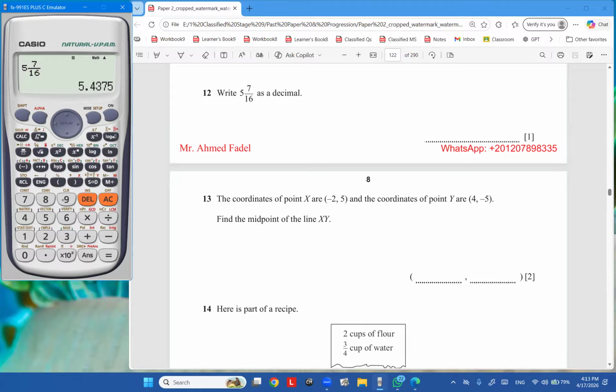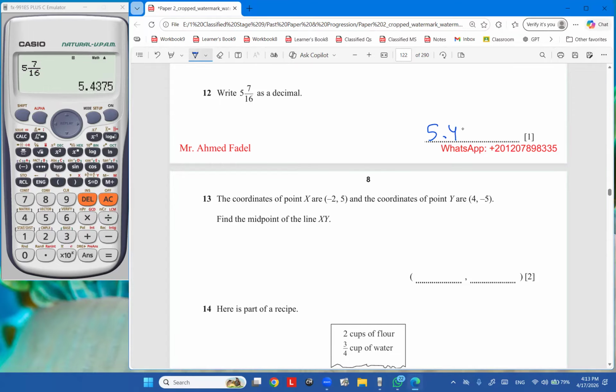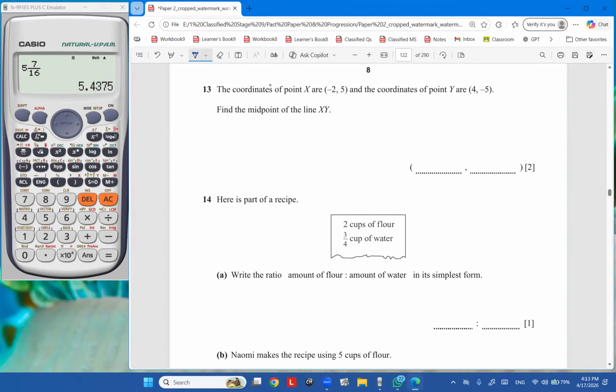They wanted it as a decimal, so 5.4375. So you write over here 5.4375. The coordinates of point X are -2, 5, and the coordinates of point Y are 4, -5. Find the midpoint of XY.